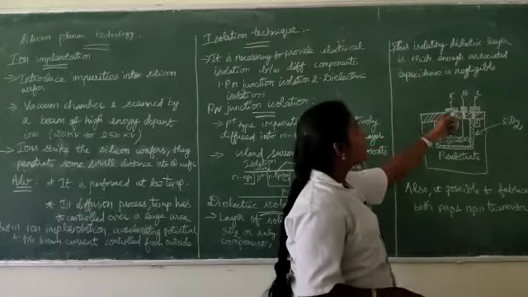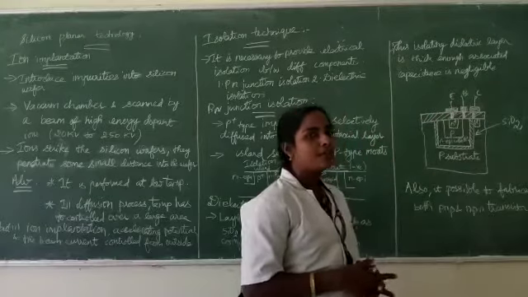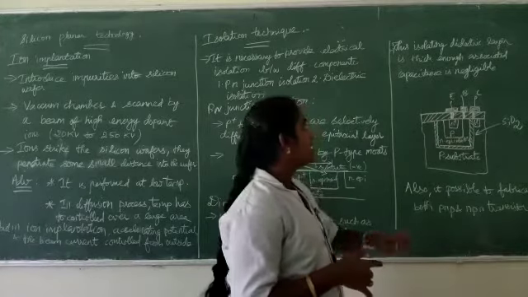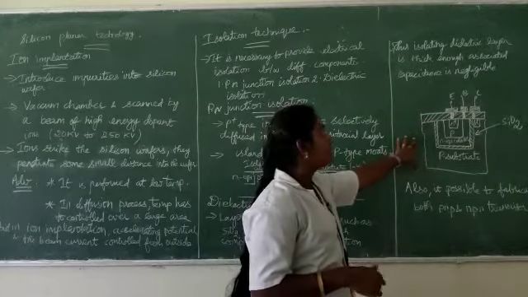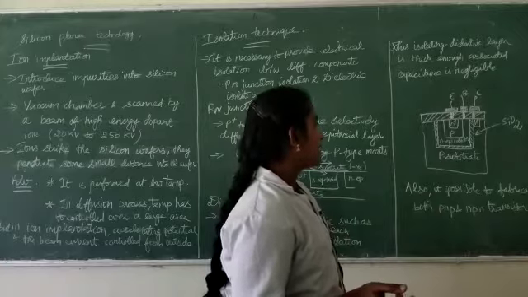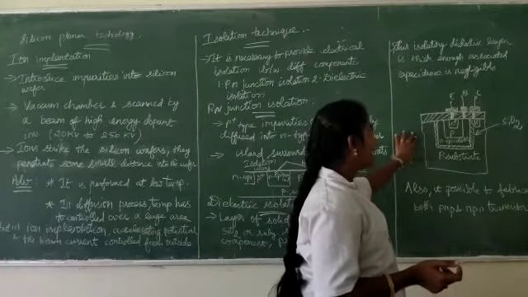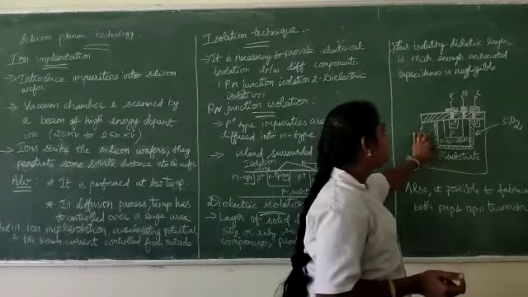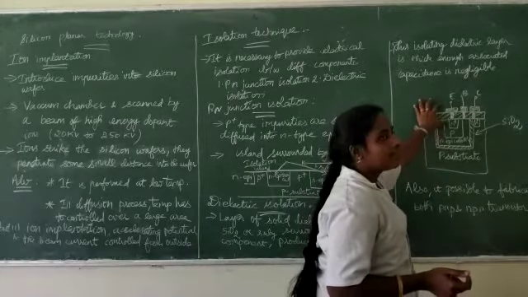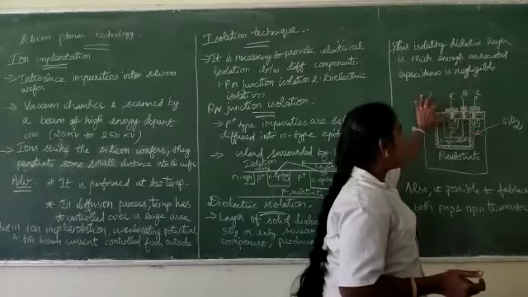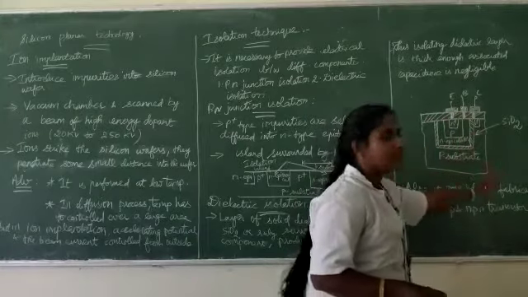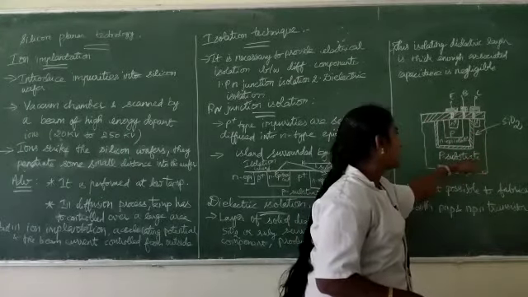This isolating dielectric layer is thick enough that the associated capacitance is negligible. In this diagrammatic representation we have the P substrate, N epi collector, N plus layer. So for this emitter, base, collector, we have isolation, which means separation. This is the silicon dioxide layer.